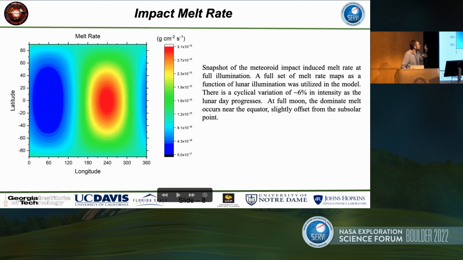This is what our collaborators gave us. This is an updated melt rate, expanding on the Cintala paper. This is a snapshot at full moon. There are two things to notice here: the peak melt rate is a little offset from the subsolar point, and the overall melt rate is pretty low, on the order of femtograms per centimeter squared per second. So it's not generating a lot of water, but over geological time periods, this does contribute a pretty significant amount.